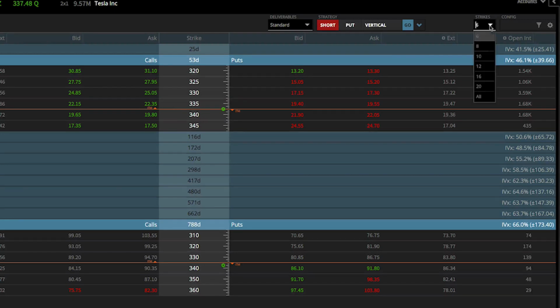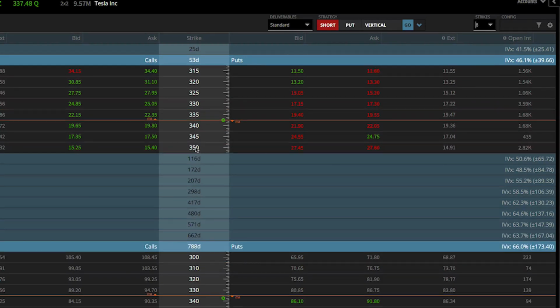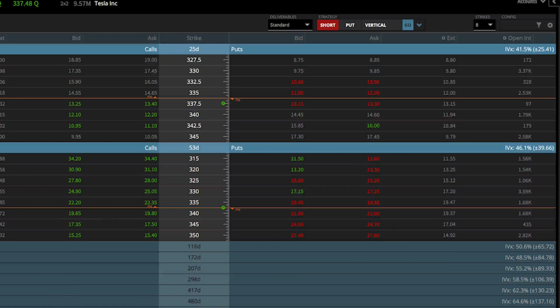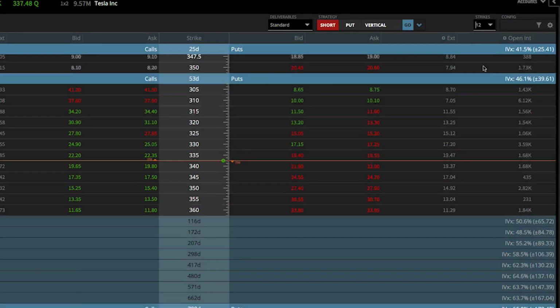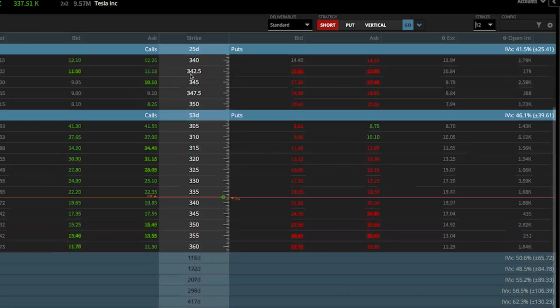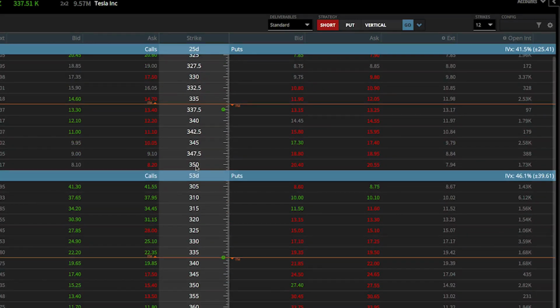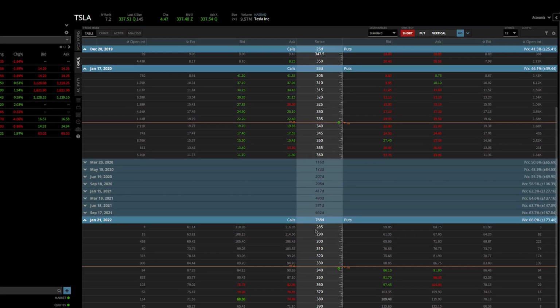Now, if I go to the 350 put option with 53 days to go, we can see that this option has about $15 of extrinsic value. And if I go to December 2019 options with 25 days until expiration, I can see that the 350 put option with 25 days to expiration has $7.94 of extrinsic value.